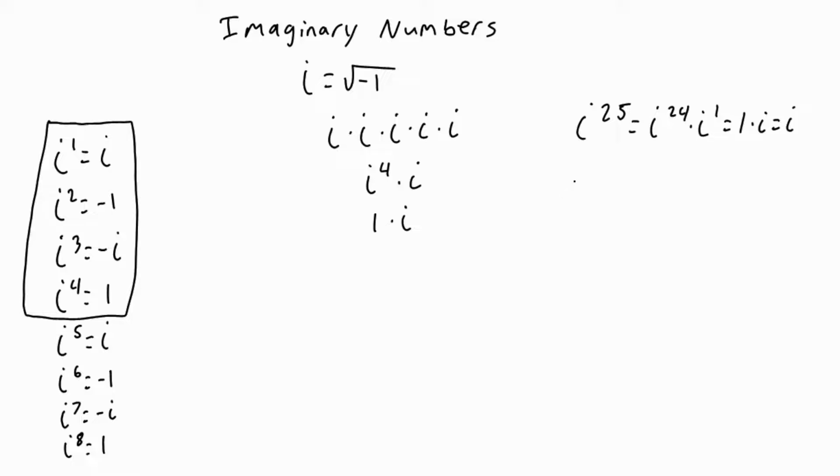Let's just do one more. i to the 258. I can go really big. What's the closest one that's divisible by 4? That would be i to the 256. And then we have 2 left over. So i to the 256 is, again, 1. And i squared is -1. So that'll give us -1. So i to the 258th is -1.